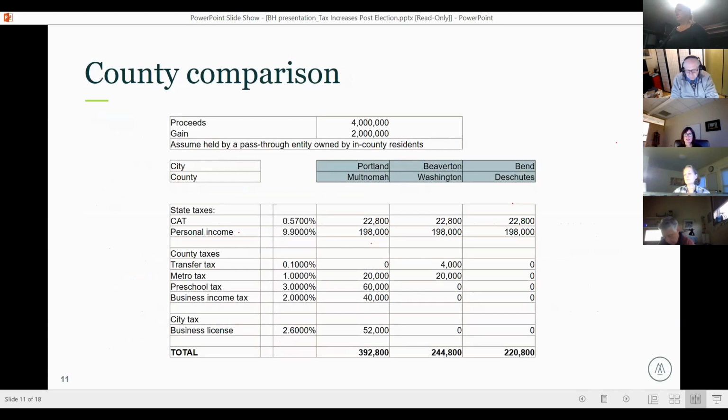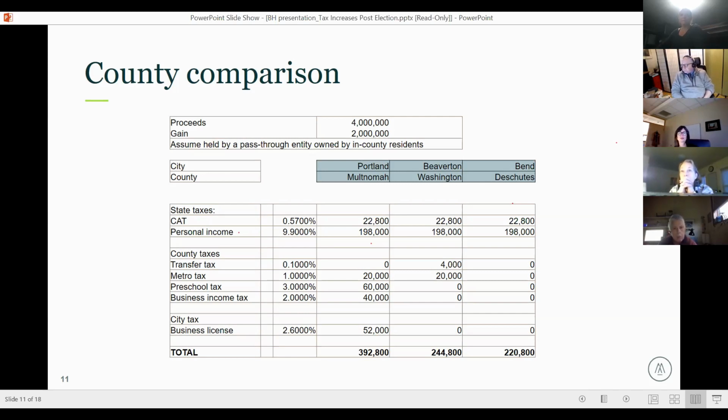So what does all this mean if we pull it together? Cliff gave me a hypothetical where a piece of property is sold, the owner receives $4 million, and there's $2 million of gain. So the basis, however that basis is determined, is $2 million, with $4 million of proceeds. Assume that the property is held by a pass-through entity that's owned by in-county residents, and we look at three different counties, Multnomah, Washington, and Deschutes, for what the tax would be.